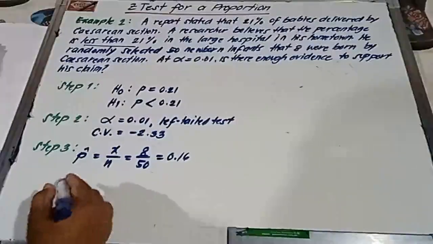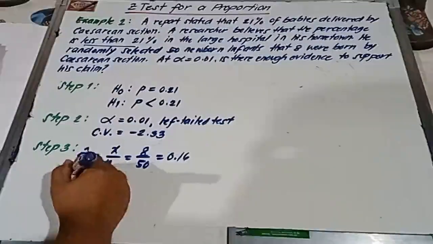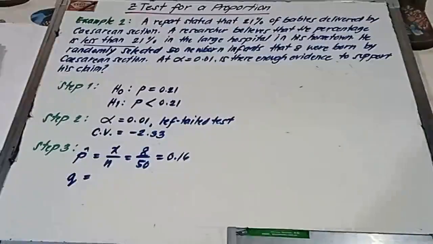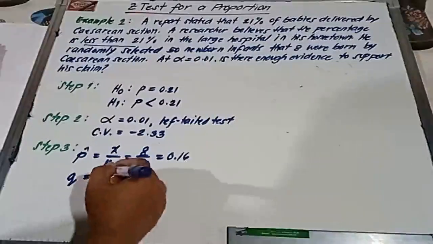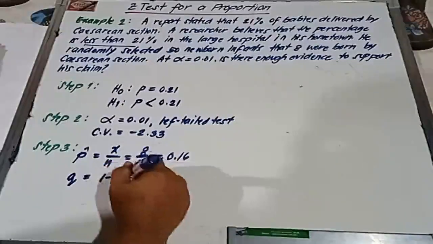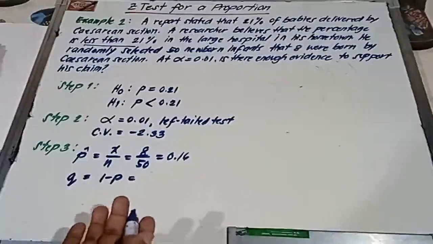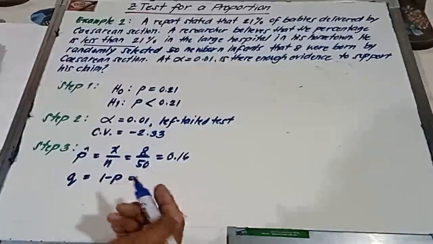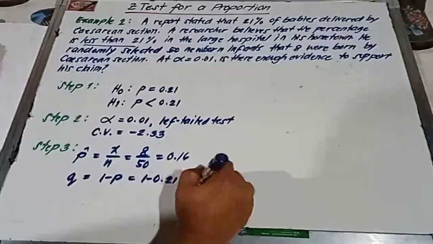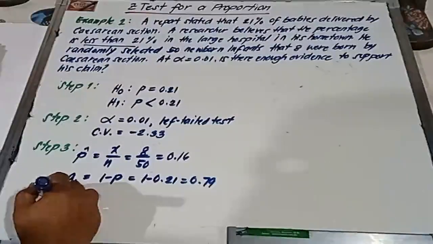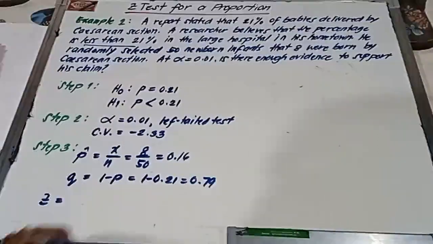Then to compute for Q, ang Q natin, ito yung percentage of the babies delivered not by cesarean section. So this is 1 minus P, or the probability that the babies are not delivered by cesarean section. 1 minus 0.21, that's equal to 0.79. And we are now ready in computing the value of our Z.